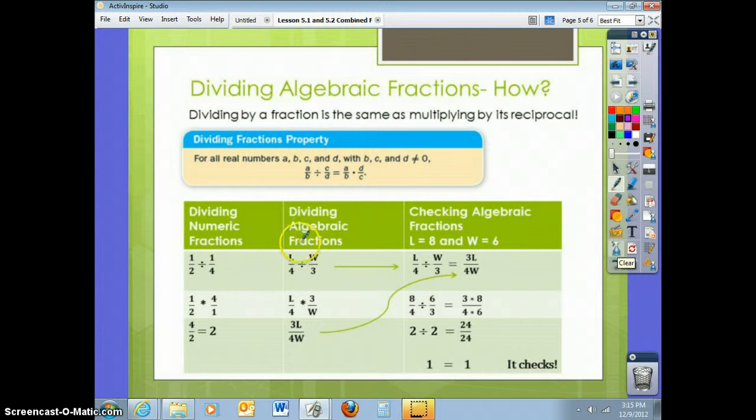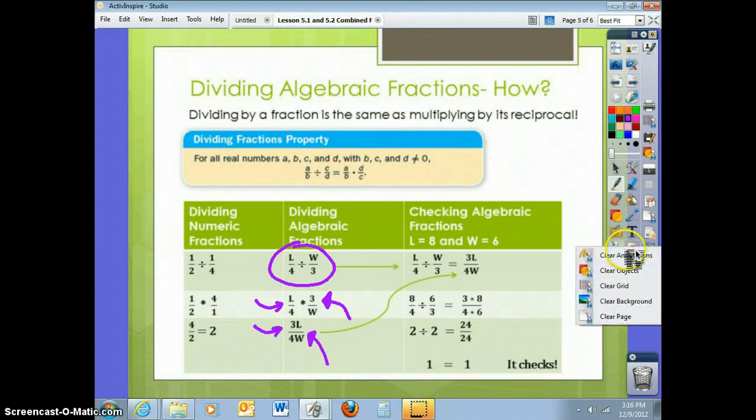Okay, so we have L over 4 divided by W over 3. So again, we're going to multiply L over 4 by the reciprocal of W over 3, which is 3 over W. And L over 4 times 3 over W gives us 3L in the numerator and 4W in the denominator. Now we want to check that one too.